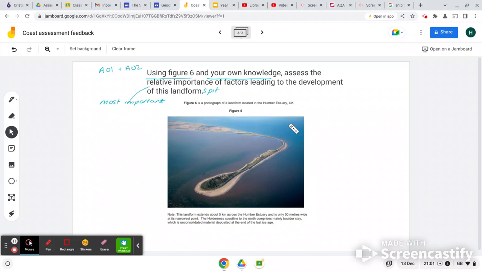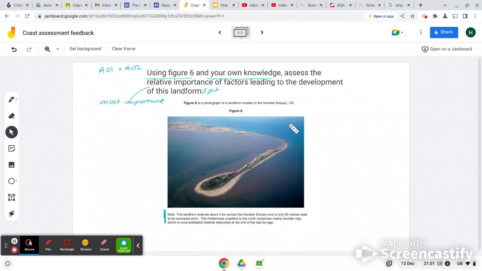You must use the figure in your answer. If you have just talked about the development of a spit, then you are limited to level 1, which would be 1 to 3 marks. In order to get 4 to 6 marks, you must use this figure in your answer. You need to look at the picture and don't forget the writing as well. You must read that too.